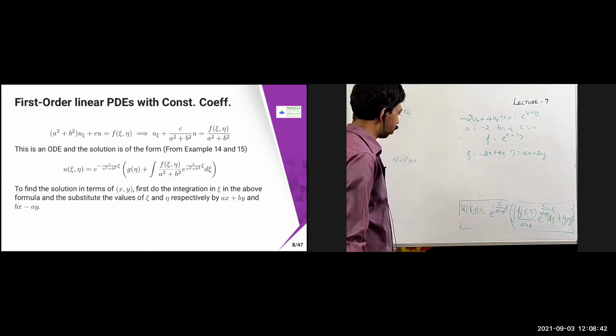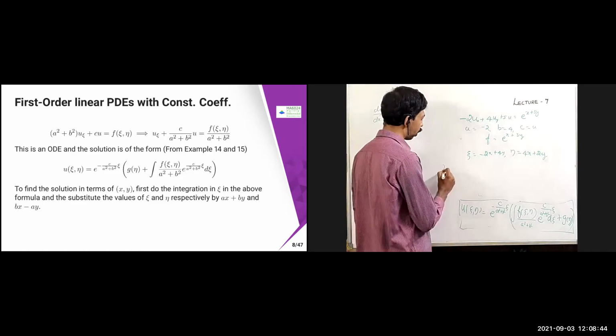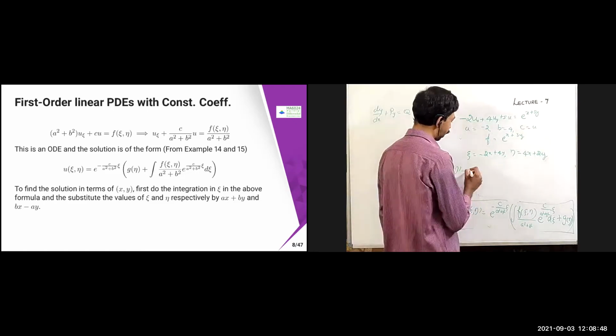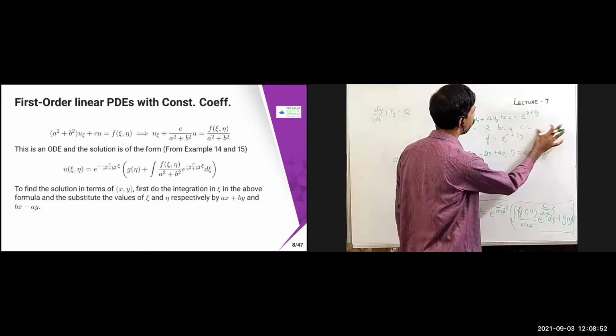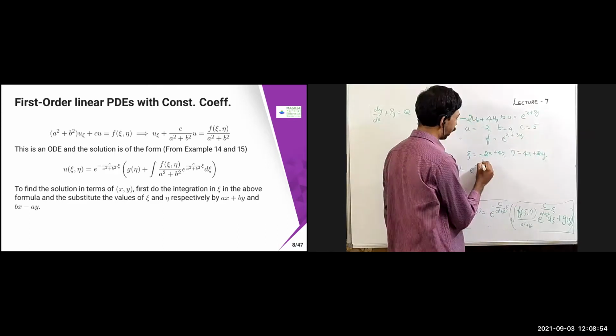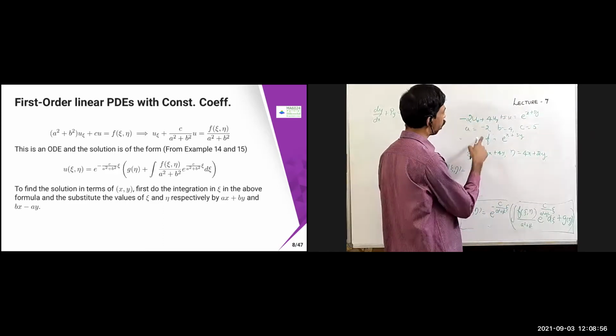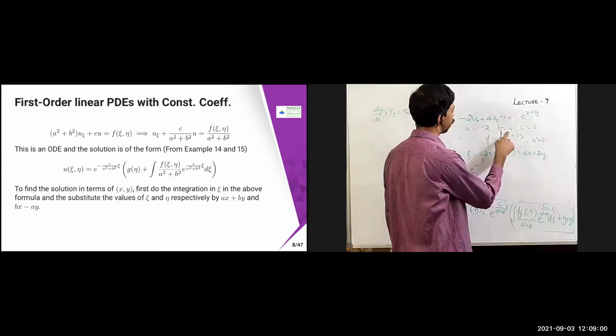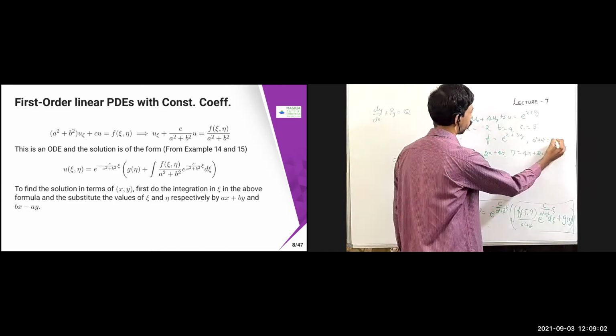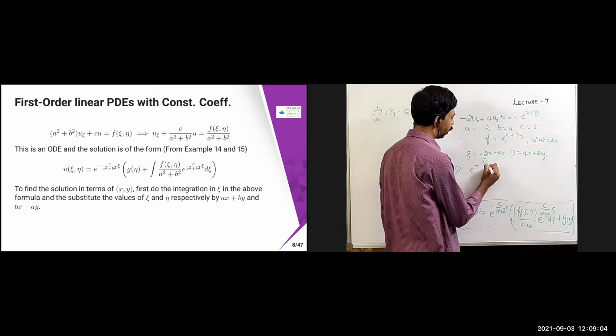Okay, so therefore u(chi, eta) is going to become e power minus c, where c is 5, divided by a square plus b square. So a square plus b square is going to become 16 plus 4, which is 20. So minus 5 by 20 into chi.